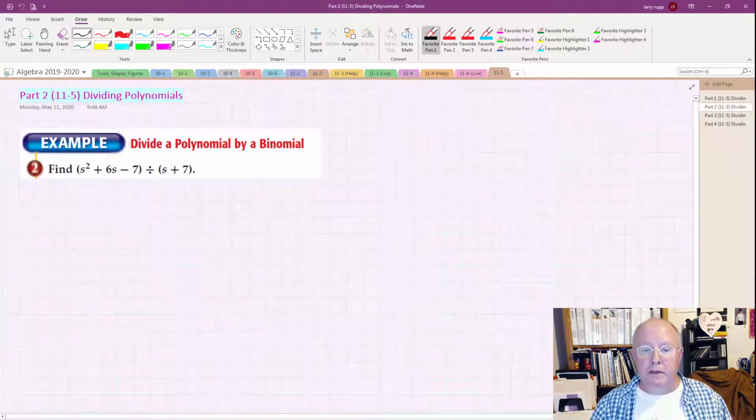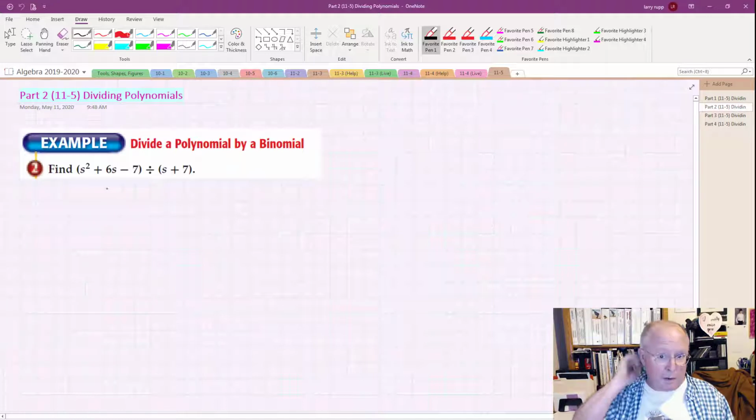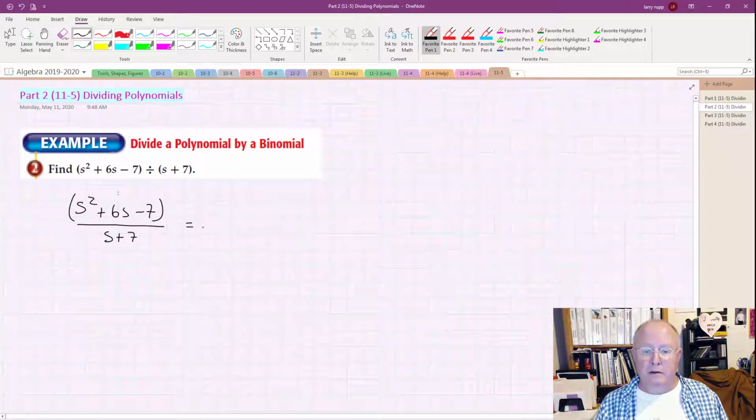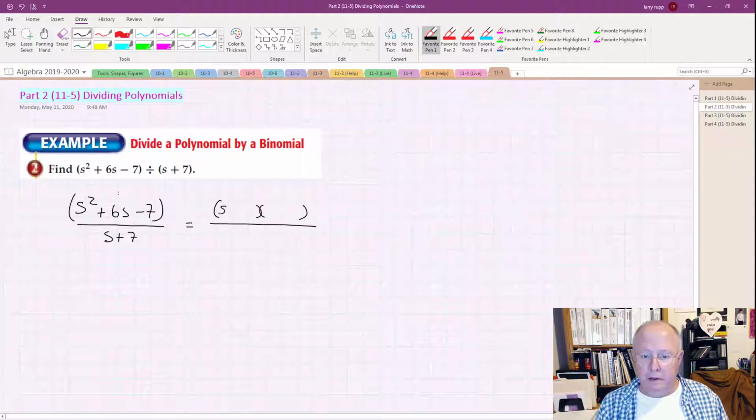So now what we have here is a polynomial being divided by a binomial. So we have s squared plus 6s minus 7, and that's all over s plus 7. Well, let's factor this and see what we get. So what two things multiplied together give you negative 7 and added give you positive 6? Ponder that for a second. I hope you came up with s plus 7 and s minus 1.